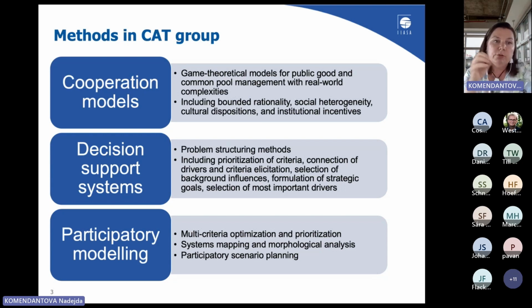Then the second group of the tools is the decision support systems, which help to structure the methods and which include prioritization of criteria and possibilities for trade-offs, for selection of various positions, for connections of drivers and criteria elicitations, and participatory modeling, which includes multi-criteria optimization and participation, but also systems mapping, morphological analysis, participatory scenario planning. And here, about this third group of tools, I will be talking a little bit more in detail and how they are contributing to co-creation of scenarios and of the strategies preparation.